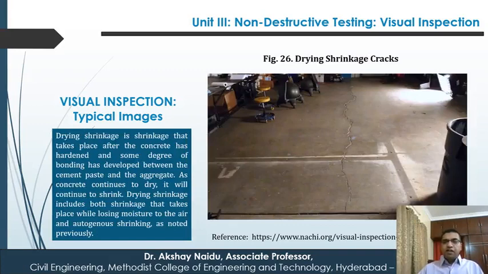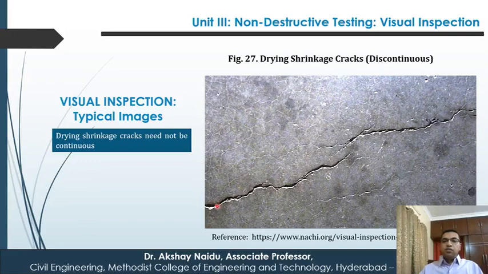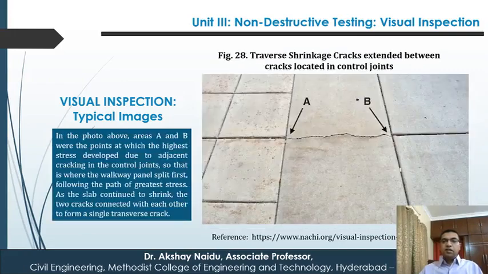Now, drying shrinkage cracks. Drying shrinkage is when the hardened concrete over a period of time shrinks, and you get a drying shrinkage crack. You see. So this is a drying shrinkage crack which is discontinuous. Again, this is a drying shrinkage crack at two edges. Drying shrinkage started here, and as they grow, they join. These are called control joints.